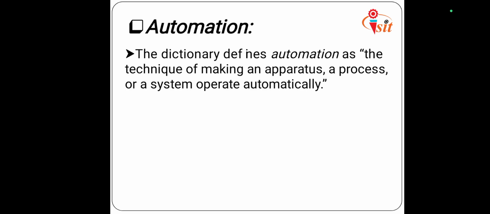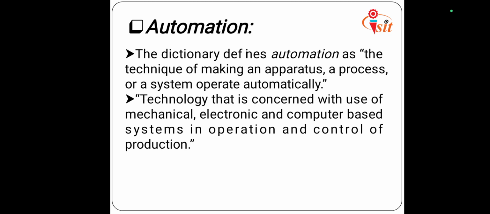So first we will discuss regarding automation. The dictionary definition of automation is the technique of making an apparatus or process or a system operate automatically. If you take any example, for example mobile phone, laptop, or any electronic devices, its operation and manufacturing nowadays is done automatically with the help of robots. So automation is one of the techniques where we are using many apparatus and processes so that an object can be manufactured in shorter time. So that is related with automation.